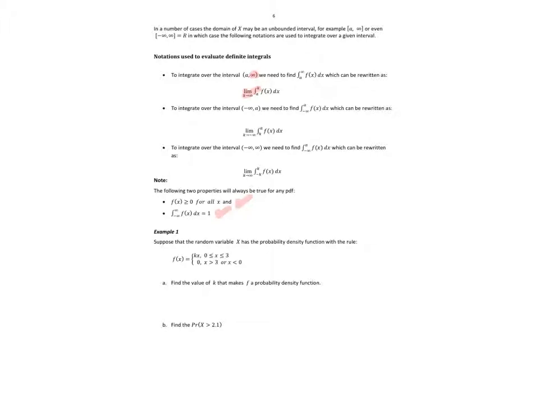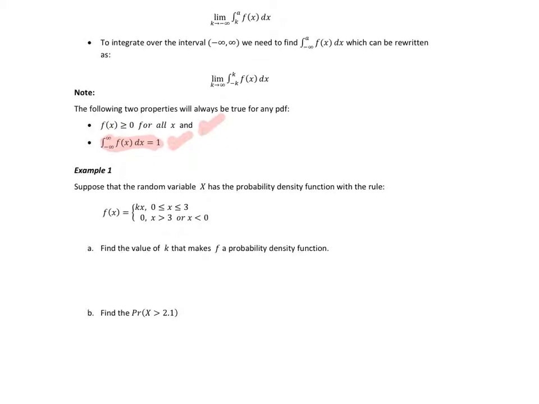So again, if we have a probability density function, the function will always be greater than or equal to 0. The graph can't go under the x-axis because that would give me a negative area, hence a negative probability or a negative value. And the integral of the function from negative infinity to infinity always has to be 1. So let's go over a couple of these examples.